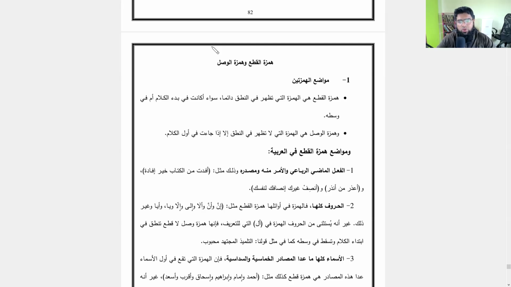مواضع الحمزتين, the two Hamzas' positions, places. حمزة القطع هي الهمزة التي تظهر في النطق دائما. حمزة القطع is the one which appears in the pronunciation always. A, I, U. It comes always. سواء أكانت في بدء الكلام أو في وسطه. So it can come at the start of the speech أو في وسطه, or in between. وسط means in its middle.